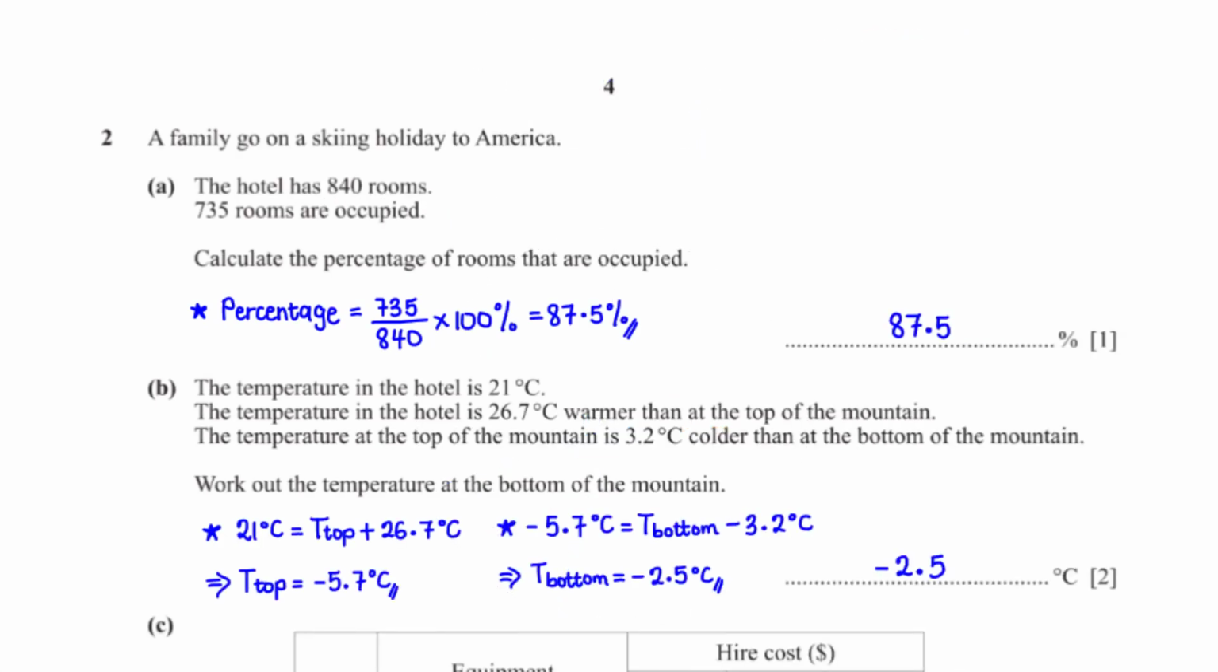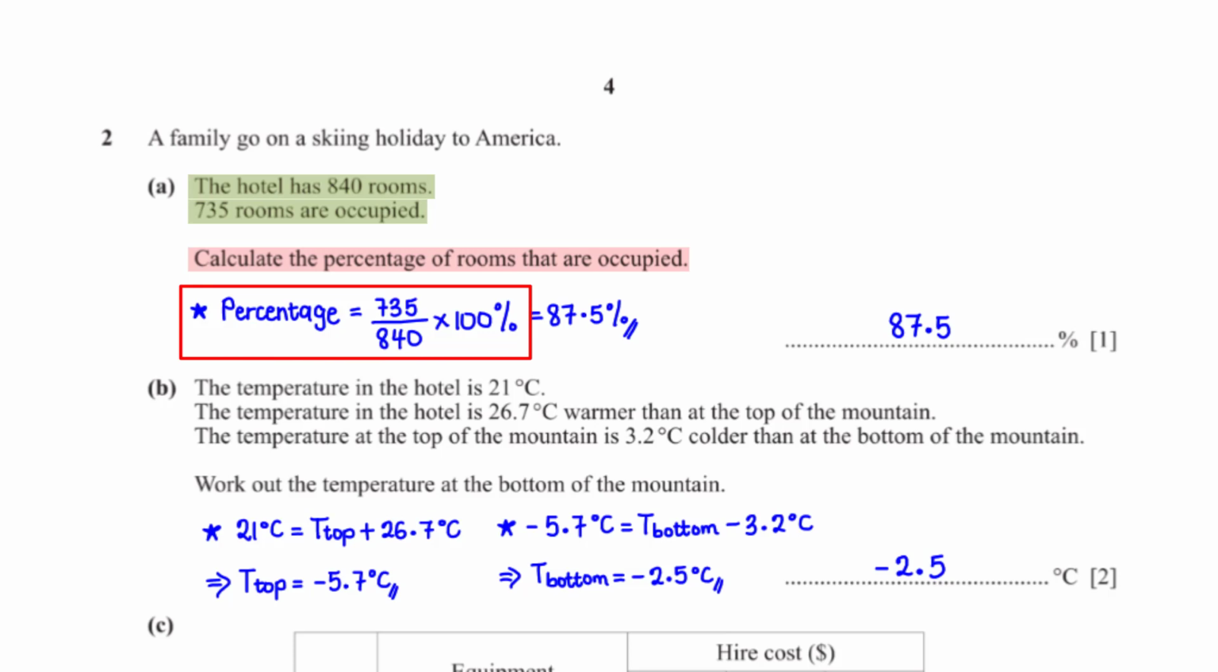A family go on a skiing holiday to America. The hotel has 840 rooms. 735 rooms are occupied. Calculate the percentage of rooms that are occupied. This percentage would be equal to the number of rooms that are occupied, which is 735 divided by 840 times 100%. This gives us 87.5%.